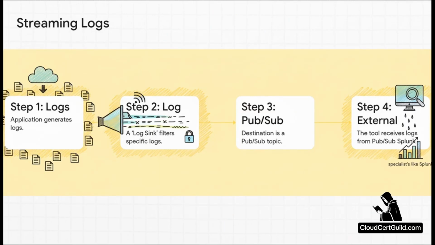Wow, there's a really neat pattern for that. First, we create something called a log sink. Think of it like a smart filter. It sits there and grabs only the logs that match our criteria, say, just the security audit logs. Then it sends them to a messaging service called Pub/Sub, which is like a super reliable central mailbox. From there, the security team's Splunk tool can just pick up the mail. It's clean, it's secure, and it keeps everyone's tools separate.